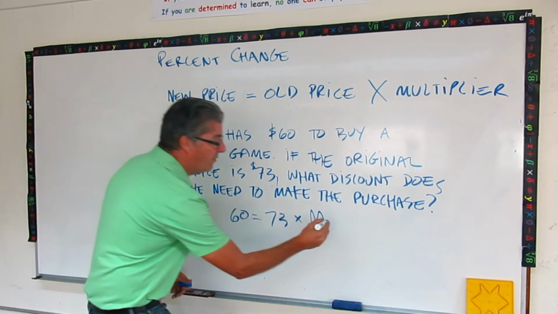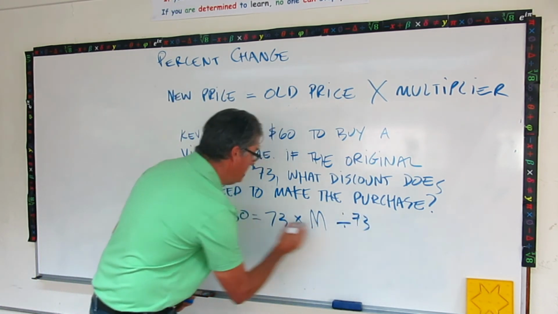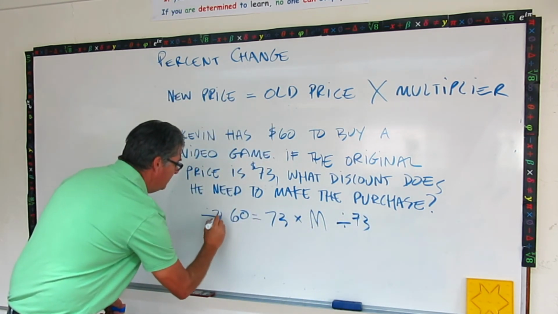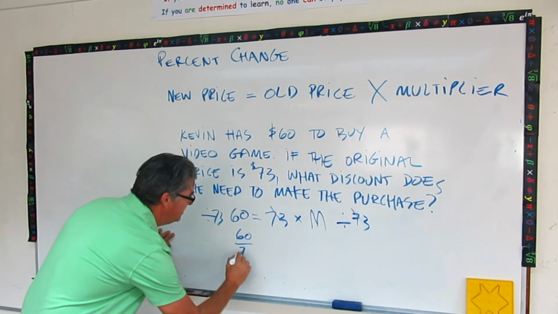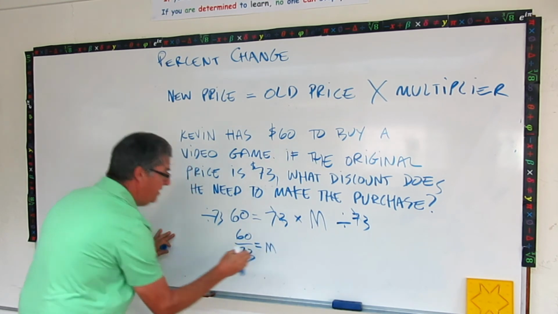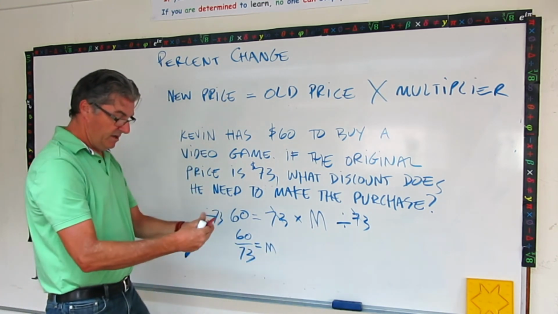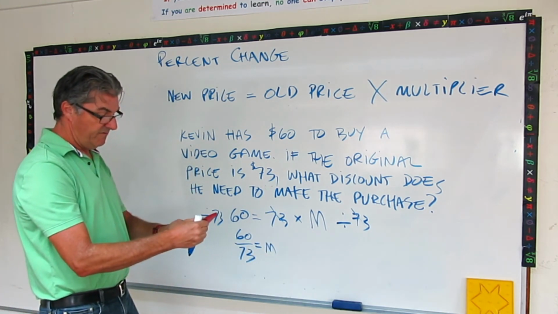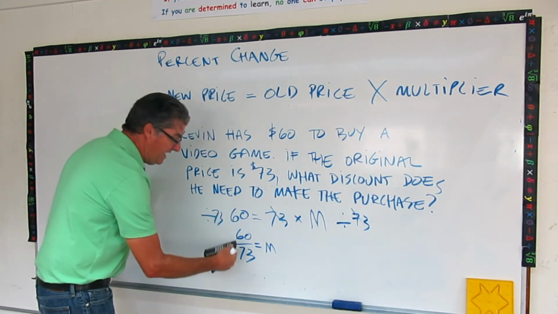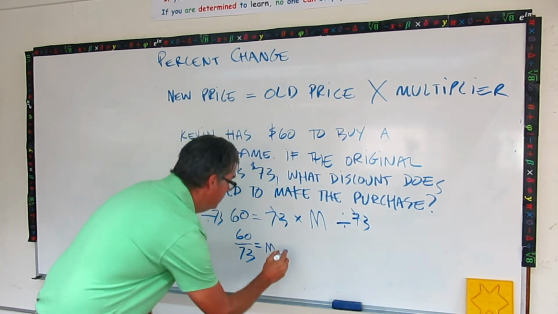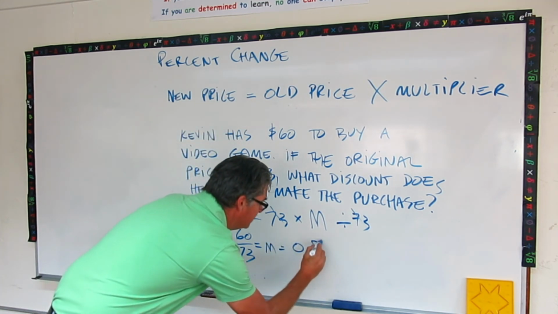So I'm just going to divide both sides by 73, and that would cancel these out. I'm going to get 60 over 73 equals my multiplier. Pull out my calculator. 60 divided by 73 is about 0.82.